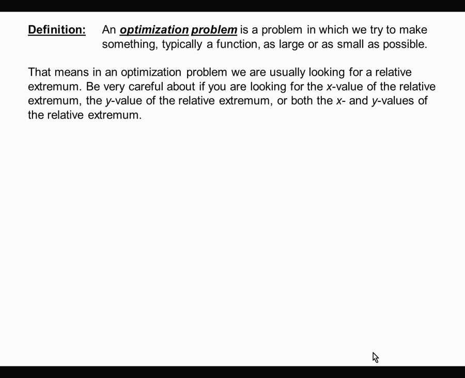Now that means in an optimization problem we're usually looking for a relative extremum. So be very careful about what you're looking for. Are you looking for the x value or are you looking for the y value? Remember, the x value is where it is, when it happens, what makes it happen, what causes it to happen, and the y value, the functional value, is simply what is the value of the relative extremum. Now sometimes you're asked to find both.